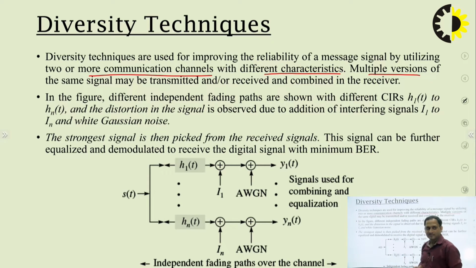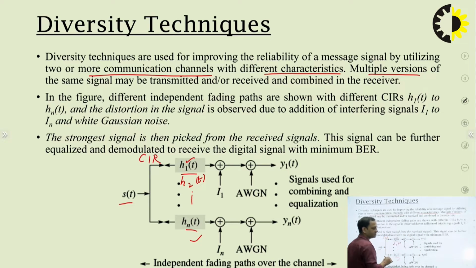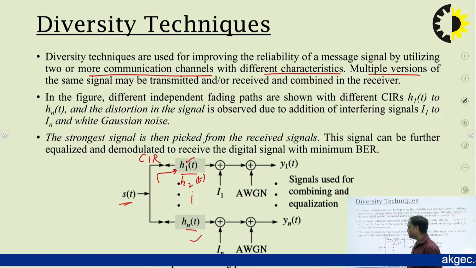In this slide, one diagram is shown, in which this is one copy of the signal, and this copy is transmitted through more than one channel: H1, H2, H3 and so on up to Hn. This H represents the CIR, the channel impulse response. A channel can be characterized mathematically by its channel impulse response. So this copy of the signal is transmitted through the H1 channel, the H2 channel, the H3 channel and so on up to the Hn channel.